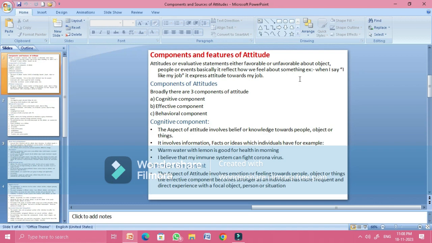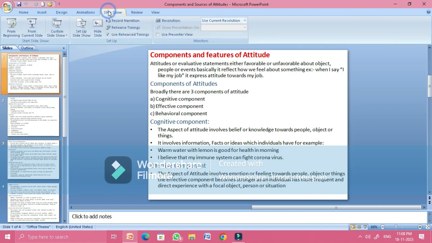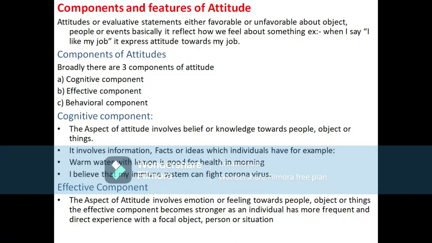Today we are going to learn about components and features of attitude. In the previous class, we learned about attitudes, the definition and introduction part. Now we are going to learn about the features and components of attitude. So what does attitude basically mean? Attitude refers to the feelings and beliefs of individuals or groups of individuals.